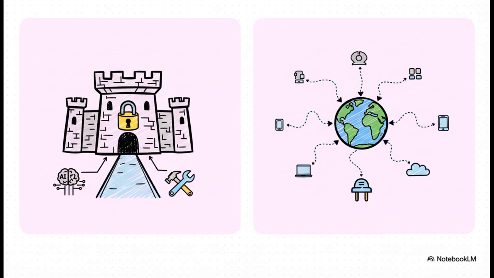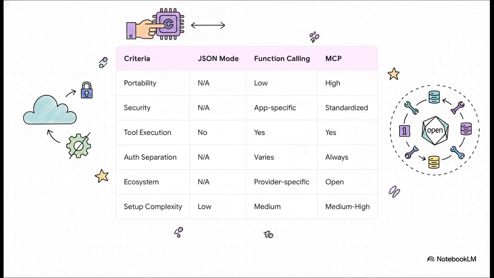When you're talking about actually using tools, the big choice is between function calling's easy native integration inside a walled garden and MCP's promise of build once, use anywhere portability. It's a strategic choice. Are you building for speed today or for flexibility tomorrow? Let's really break this chart down.